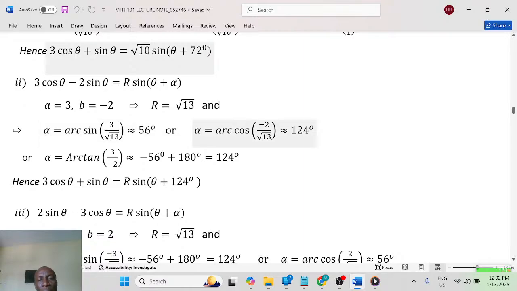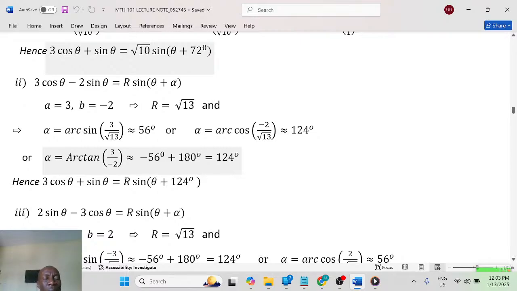Alpha also is equal to arc cos minus 2 all over root 13, which is equal to 124 degrees. 56 degrees is in the first quadrant. 124 degrees is in the second what? Quadrant. So we see here that alpha is equals to arc tan 3 all over minus 2, which will give us approximately minus 56 degrees. And we need to convert it to a positive angle. You add 180 degrees to it to give us 124 degrees.